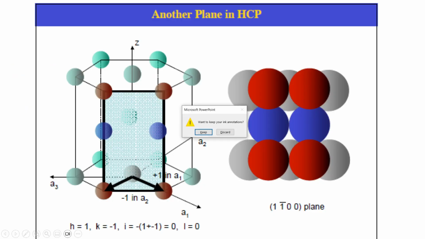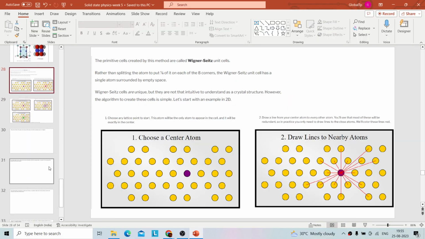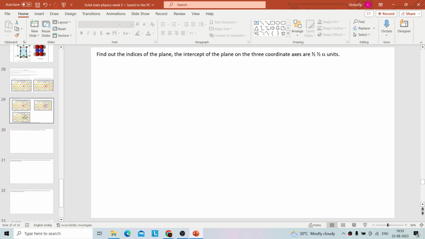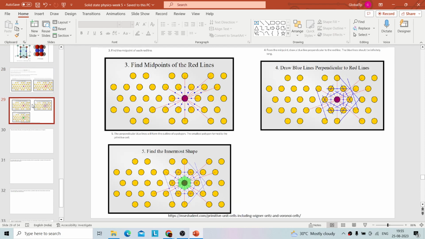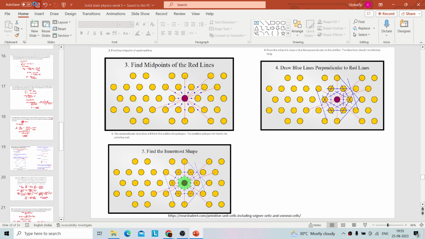This PPT I will include in the drive, so you can access it. Then I have included how to calculate the Wigner-Seitz cells, and some more problems. These are very basic problems, which are earlier year assignments. You can see the assignment solutions from the other TAs' classes also. And this is just the Wigner-Seitz cell, how you have to calculate its parameters. You can go through it when you get the PPT. I will upload it today.